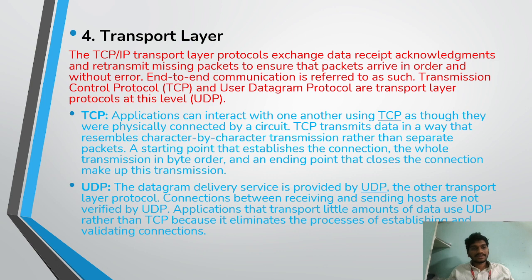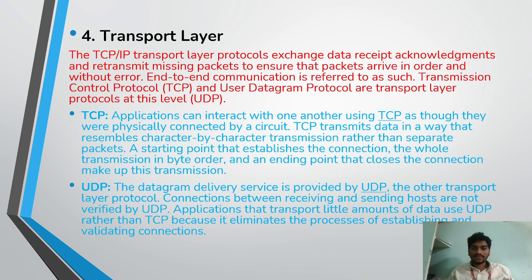And the fourth one is the transport layer. The TCP/IP transport layer protocols exchange data, receipt acknowledgements, and retransmit missing packets to ensure that packets arrive in order and without error. End-to-end communication is referred to as such. Transmission Control Protocol and User Datagram Protocol are the transport layer protocols at this level. The main two protocols are TCP and UDP.